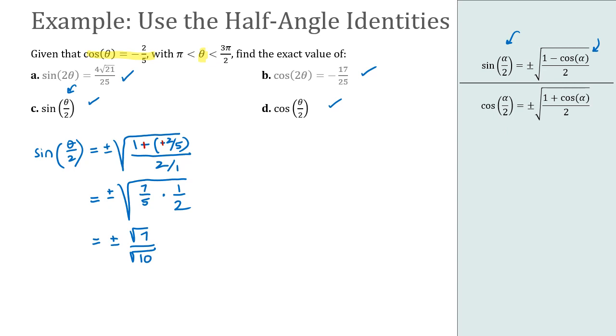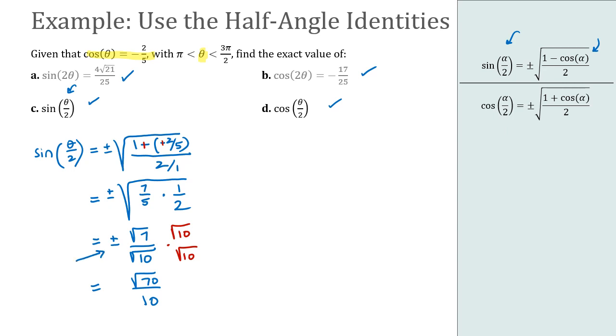Now, I think that you should always rationalize the denominator. Some books might tell you differently, but it's not going to hurt you to rationalize the denominator. So I'm going to multiply that denominator by square root of 10, which means I need to do that up in the numerator as well. So I'm going to get, up in the numerator, square root of 7 times the square root of 10, which is the square root of 70, over square root of 10 times square root of 10, which is 10. Now, I have to determine, is it the plus or is it the minus version, because it says plus or minus.